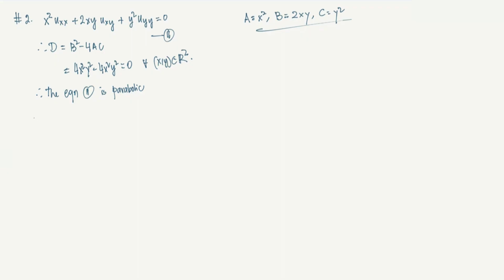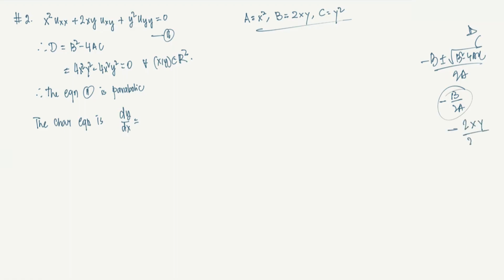So we find the characteristic equation. Therefore, the characteristic equation is dy by dx, if you remember, equal to (minus b plus or minus root of b squared minus 4ac) by 2a. Now in this case, the discriminant part is always going to be 0, so we only get minus b by 2a. That is the only thing you are going to get. So what is my b? It is 2xy, and 2a is 2x squared. So this gets cancelled out, and it is minus y by x. That's what we have.